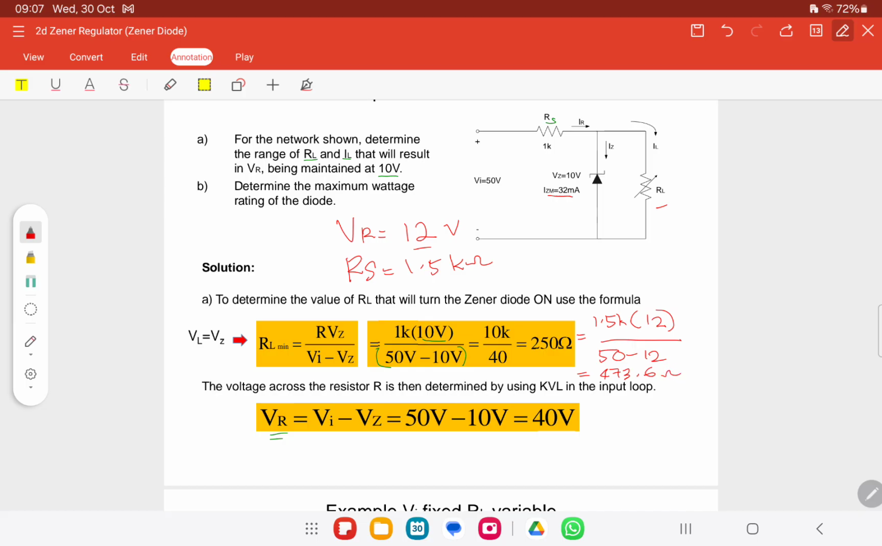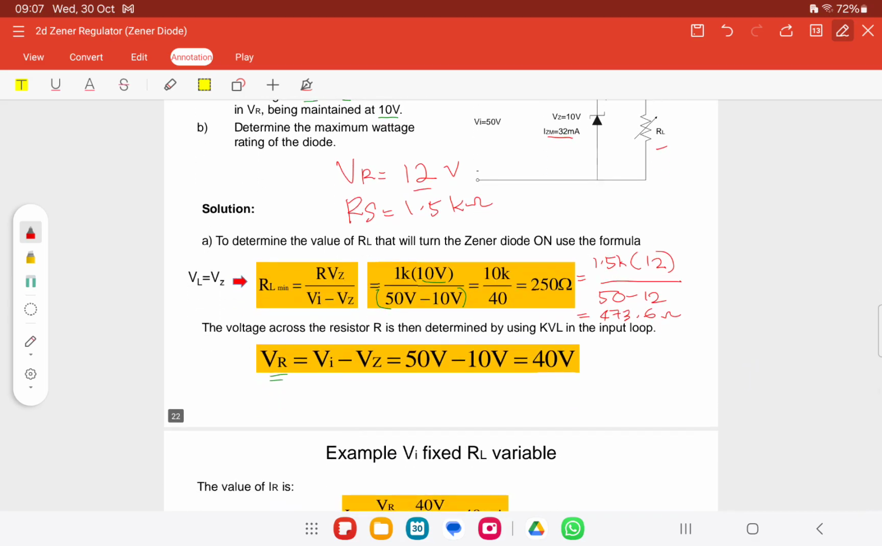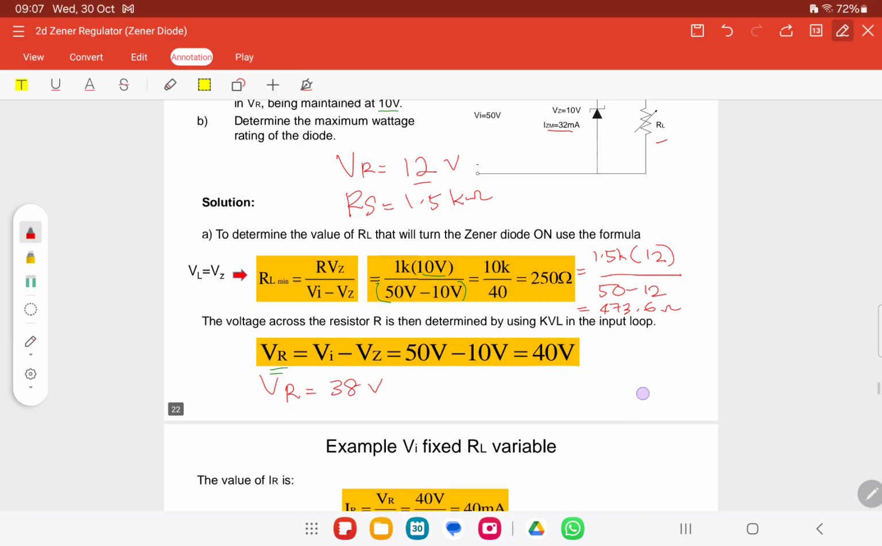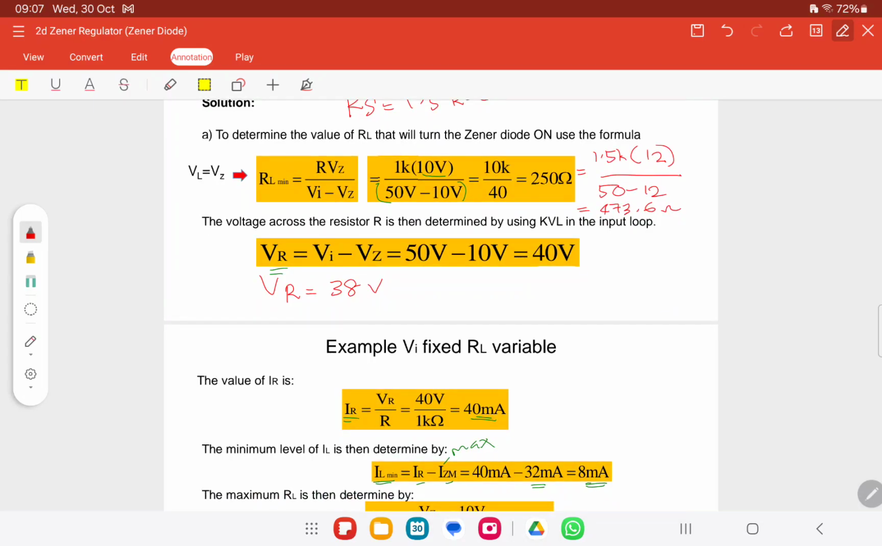Macam tu? Okay. And then VR berapa? 38. Okey, lepas tu kita cari IR. IR dapat berapa? 38 over 1.5 K, 0.025 ampere. 25 mili lah, kan? Equals to 25 mili. Okey, yang sini okey tak?